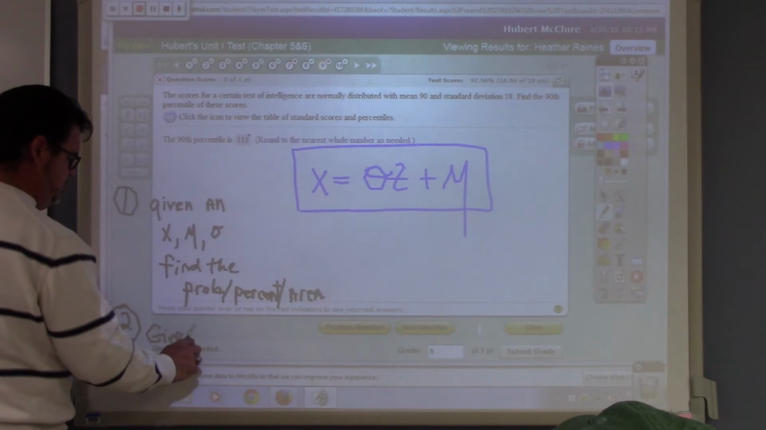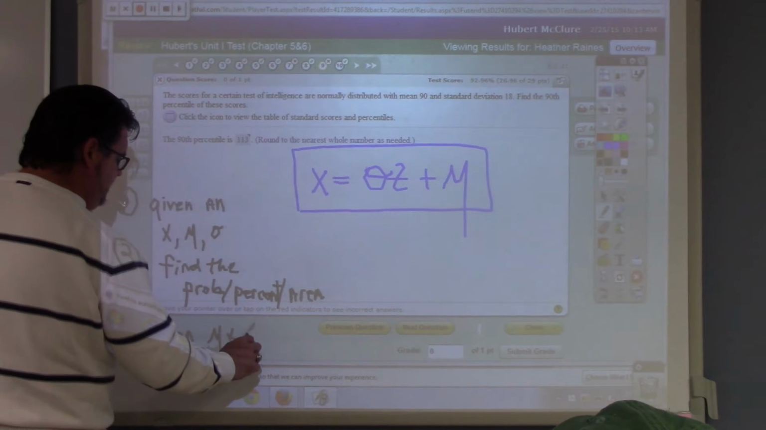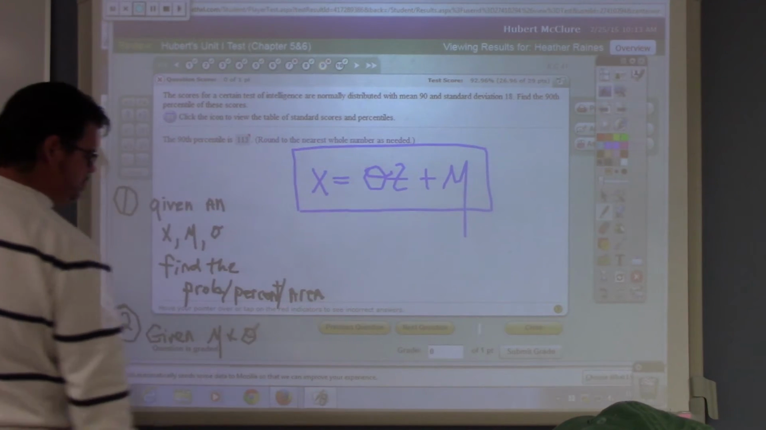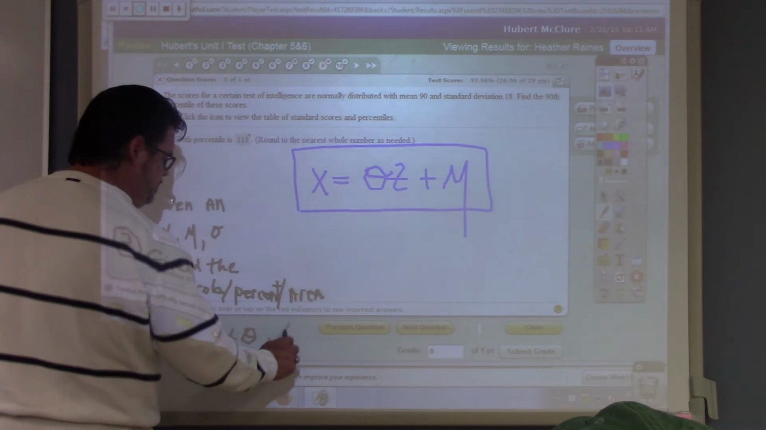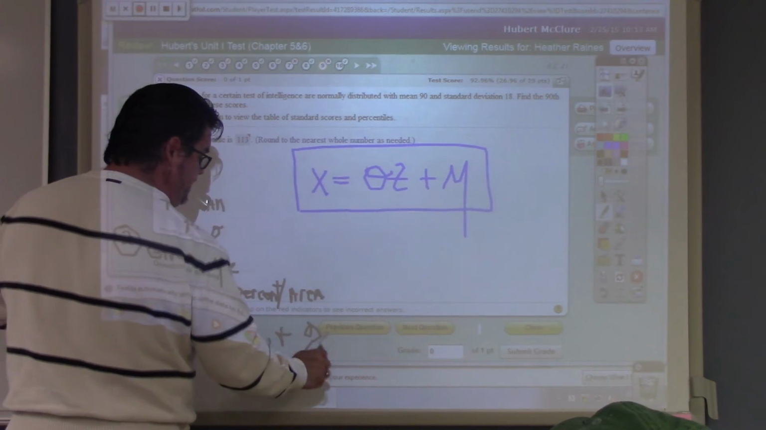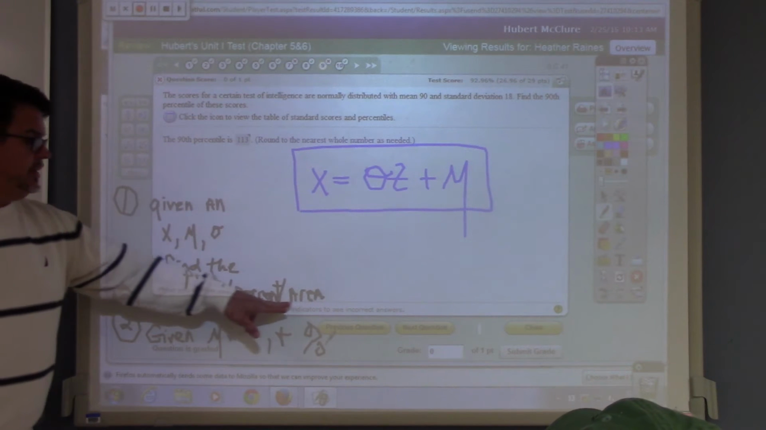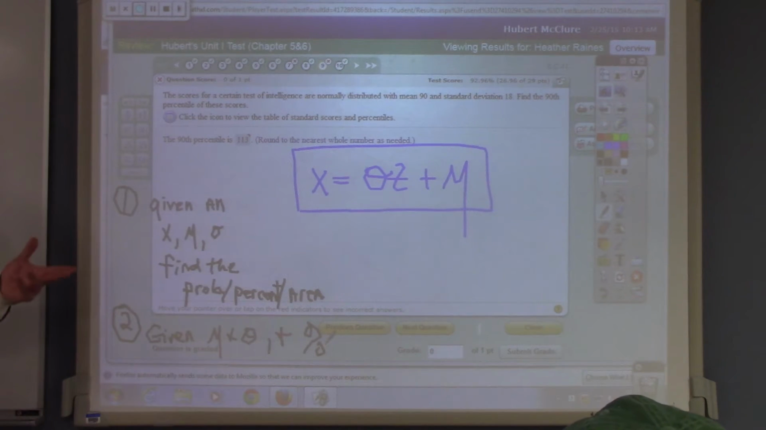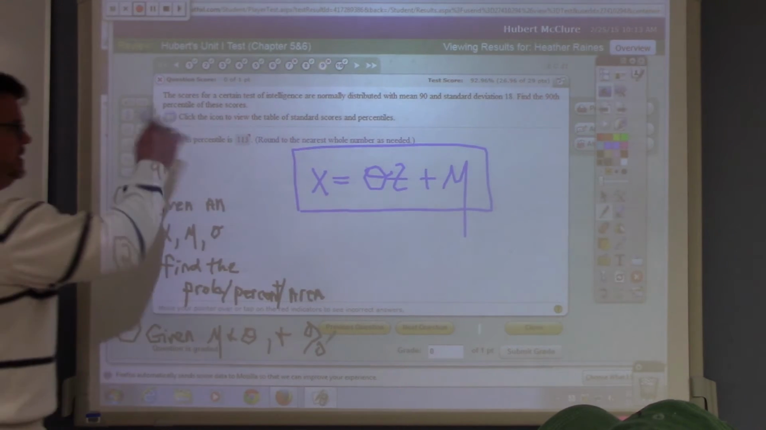Given the mean and standard deviation, and what? The percent. And percent can be written as probability, percent, or area. In other words, they might say the area under the curve is 90% or 0.9. Or they might say the percentage is 90%. Or they might say find the 90th percentile. Or the probability is 0.9. Any one of those is this type.